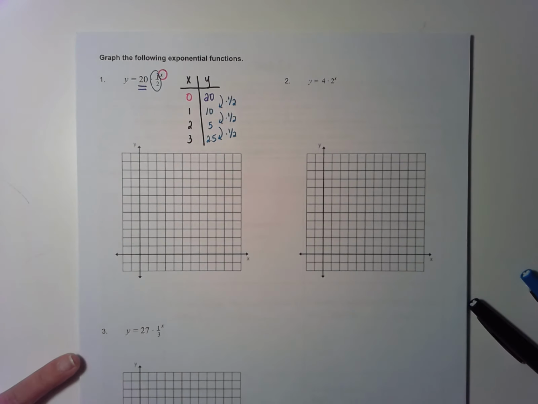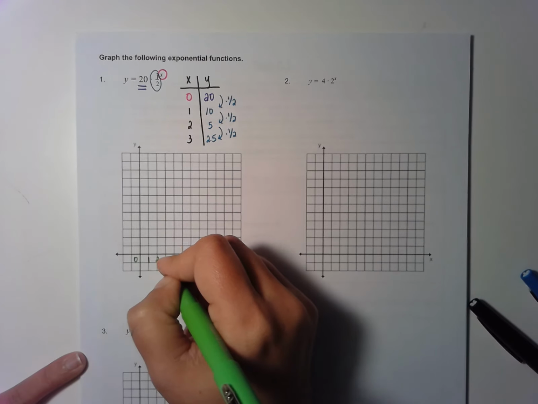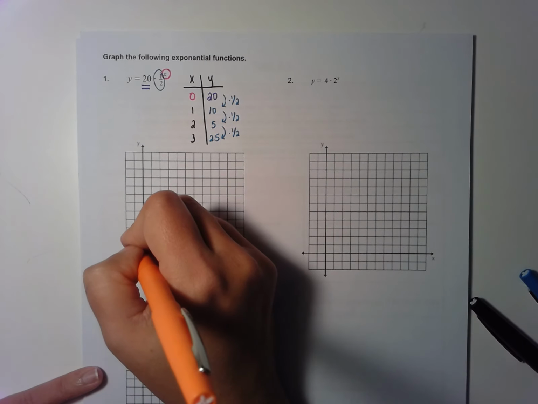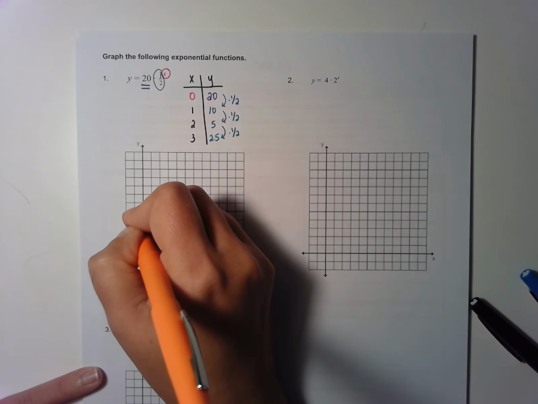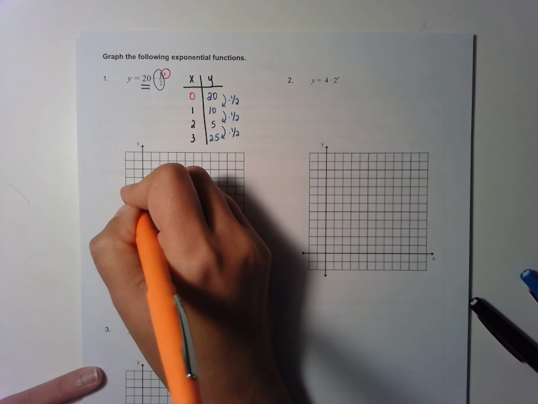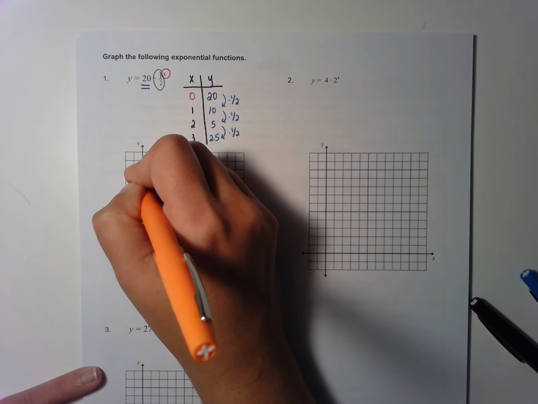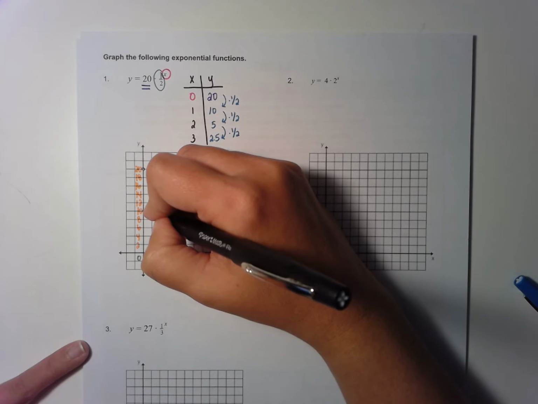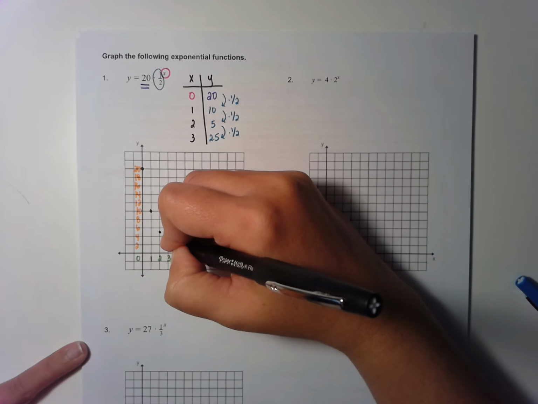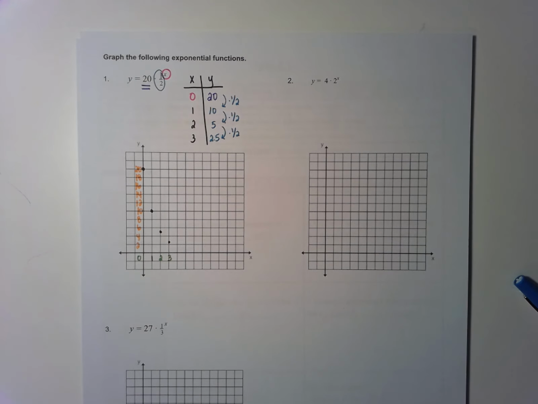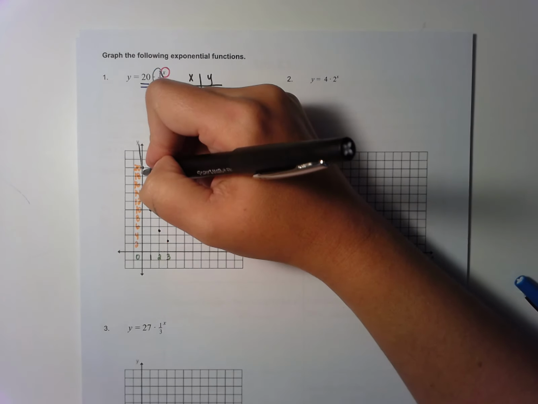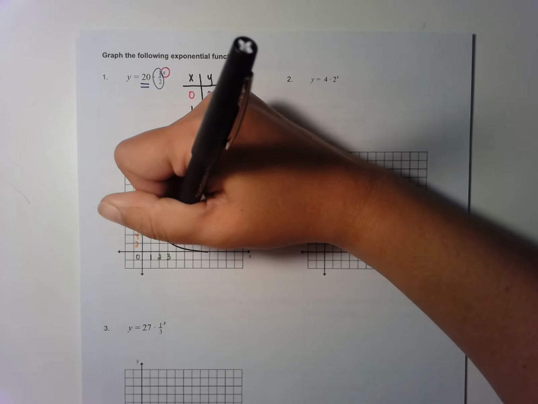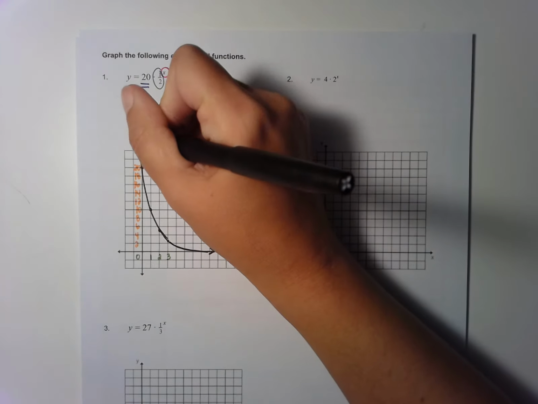0, 1, 2, 3. I'm going to label my x-axis 0, 1, 2, 3, and I'm going to label my y-axis. I'm going to count by 2s: 2, 4, 6, 8, 10, 12, 14, 16, 18, 20. So when I graph my points here, I'm going to have (0, 20), (1, 10), (2, 5), and (3, 2.5). You can see it's a nice curve. We're going to draw our exponential function. And once again, it's coming towards the ground, but you don't want it to hit the ground. You want it to come down and get flatter and just flatten out.